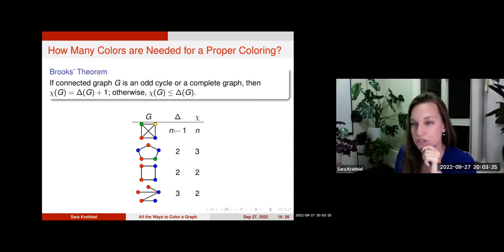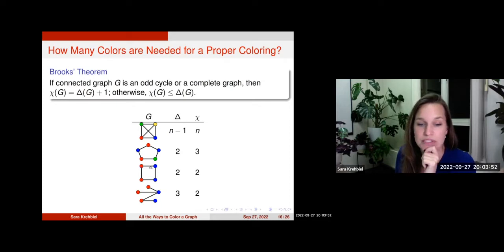So here are these two special examples. If I have the complete graph, that max degree is n-1, and I need one more of those colors in order to color the graph. If I have an odd cycle, the max degree is 2, and I need 3 colors to color the graph. Otherwise, all I need is delta colors, and I will be able to color the graph.